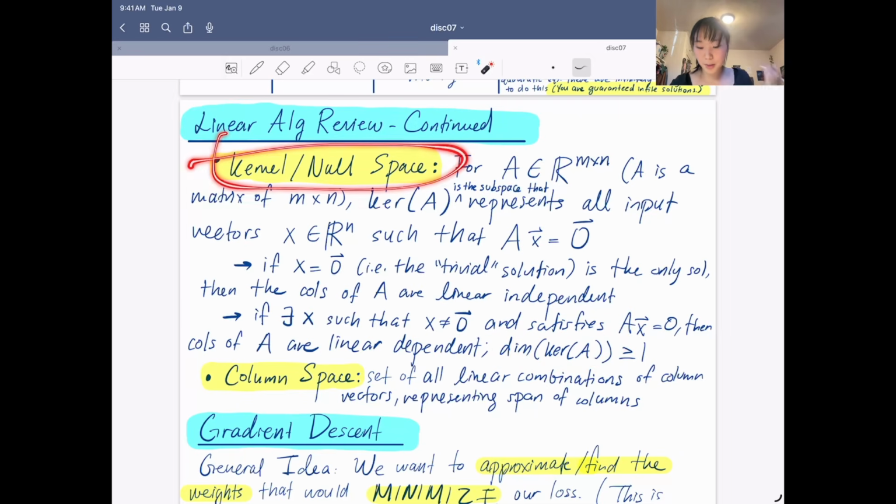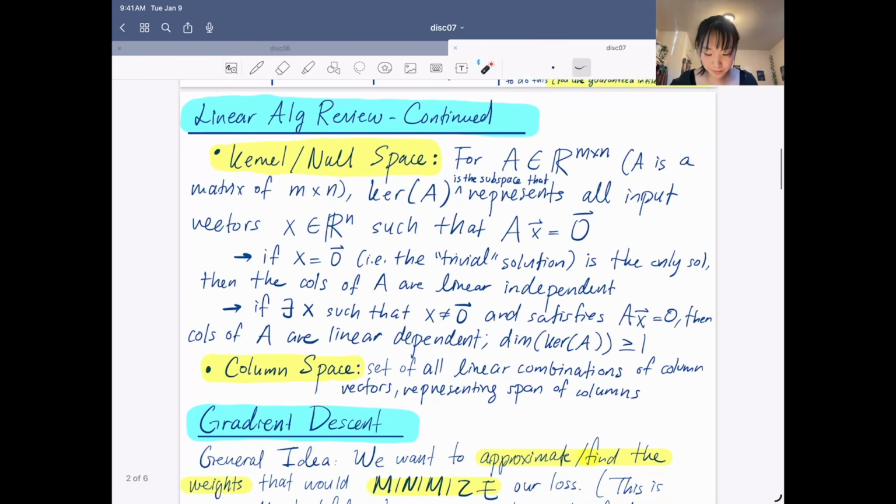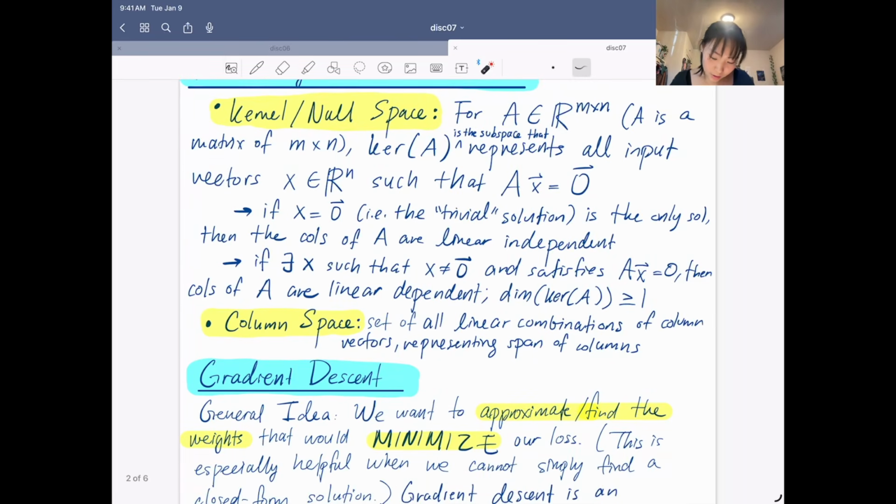And this idea of kernel space we're going to use a lot in our first question in this discussion. Another terminology reminder is that the column space is the set of all linear combinations of column vectors, and it basically represents the span of the columns.